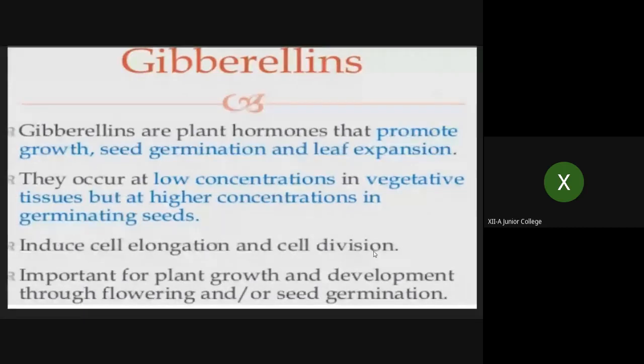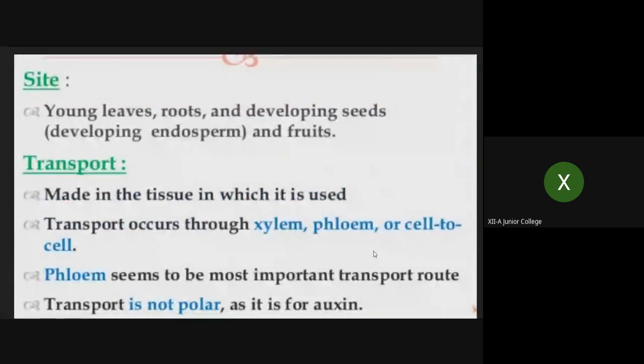So very important. Just like in case of auxins, the most important role is apical dominance, a very specific feature of the auxins, here seed germination is the most peculiar character of the gibberellins, or one of the important applications of gibberellins. Here the sites are young leaves, roots, developing seeds, and fruits. The most important part is the developing seeds, that is, the endosperm of the developing seeds. Transport is made in the tissue in which it is used. Wherever it is produced, there it shows its action. So it is not polar like auxins.